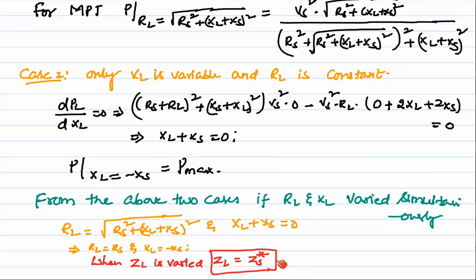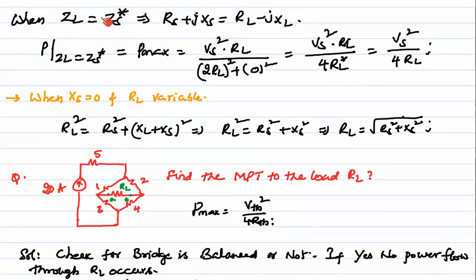So this is very, very important. I will repeat again here. When RL and XL both are varied, then ZL is the complex conjugate of the source impedance. And when ZL is the complex conjugate, the maximum power we get is VS square divided by 4RL.